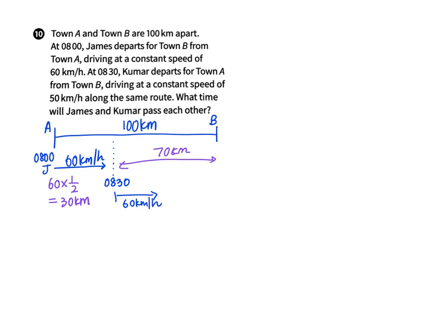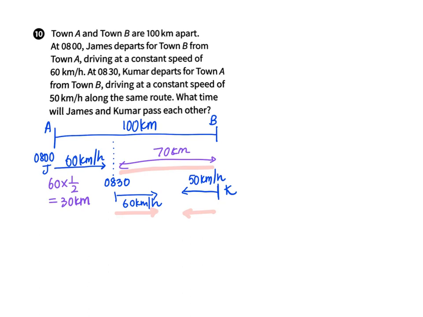But at 8:30, Kumar departs for town A from town B. So Kumar starts from here and he starts going. This is for Kumar, and he's driving at a constant speed of 50 kilometers per hour. Now, what time will James and Kumar pass each other? What is the total distance that is left? The total distance to travel is 70. James traveled at 60 and Kumar traveled at 50, but they are going towards each other.